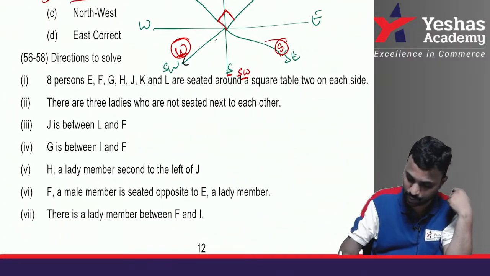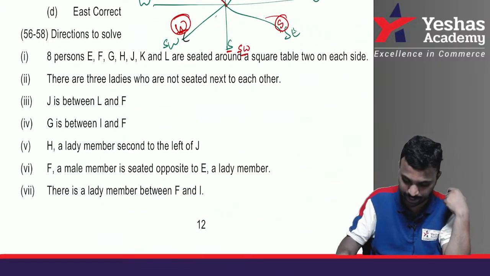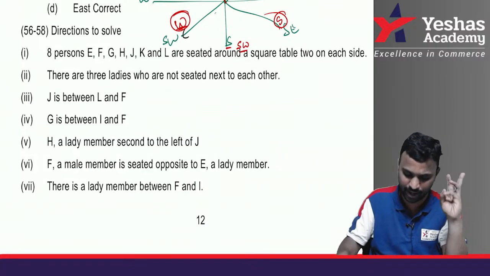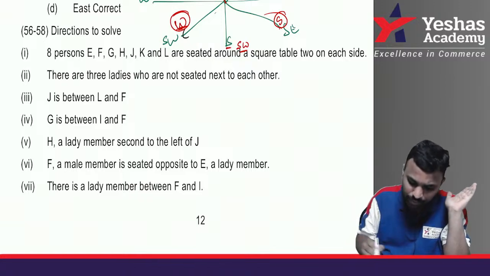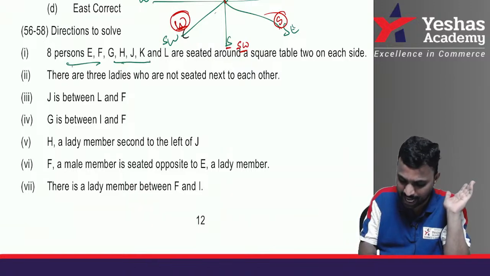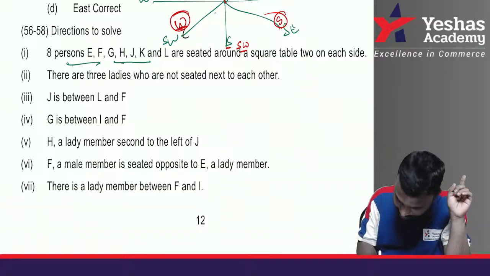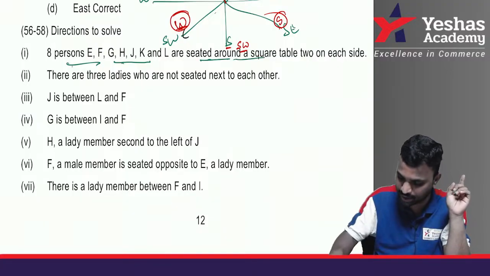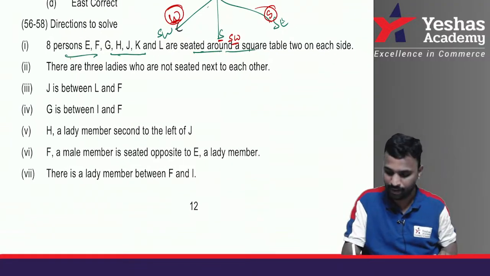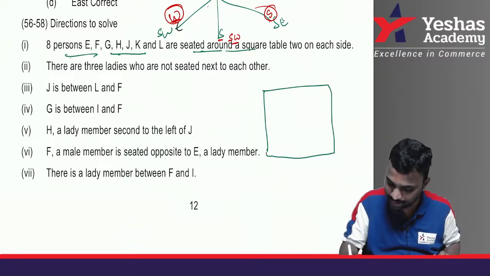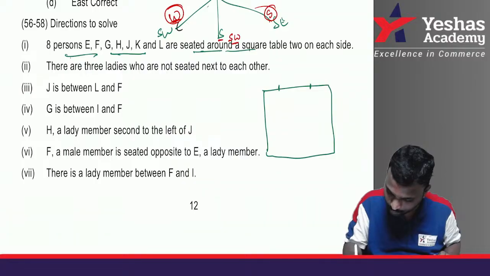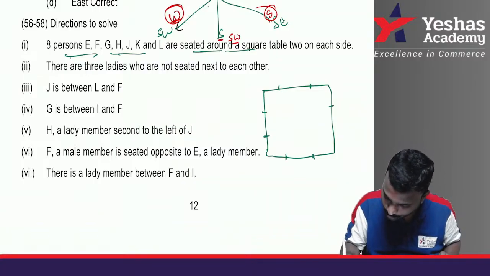Moving on to the next question, question number 56 to 58, the same question. You have to draw the figure. You can afford to spend 2 to 3 minutes for this question, so stay calm. E, F, G, H, I, J, K, L are seated around a square table, 2 on each side. First of all, let me draw the square. 2 on each side means 1, 2 here, 1, 2 here, 1, 2 here, and 1, 2 here.